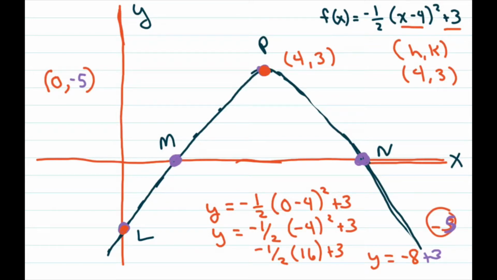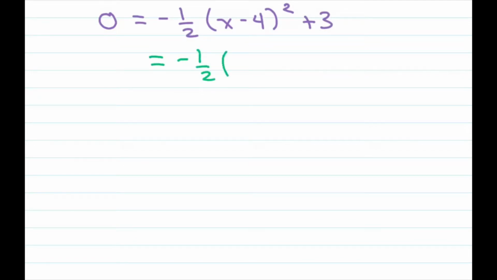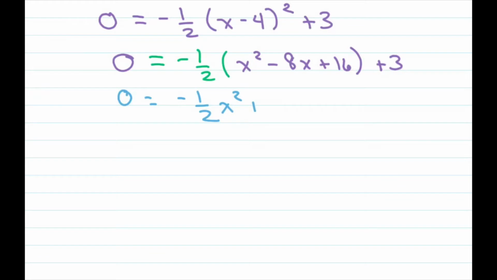Then we have to find points M and N, or calculate those points. So that's when our y is 0. So we're going to set 0 equals negative 1/2 times x minus 4 squared plus 3. And I guess we'll just go ahead and simplify all this on this side. Get negative 1/2 and use your a minus b formula. So this is going to be x squared minus 8x plus 16, plus 3. And then continue on distributing that to get negative 1/2 x squared plus 4x minus 8 plus 3.